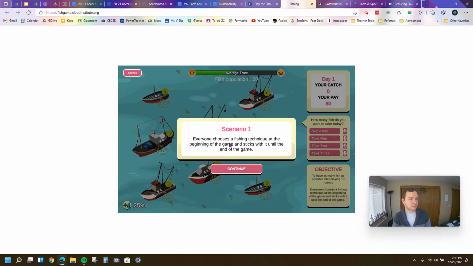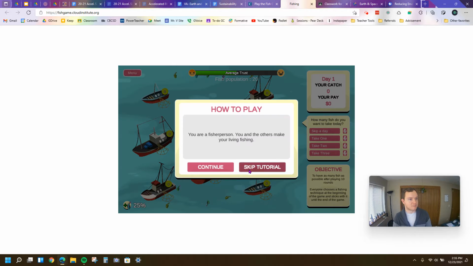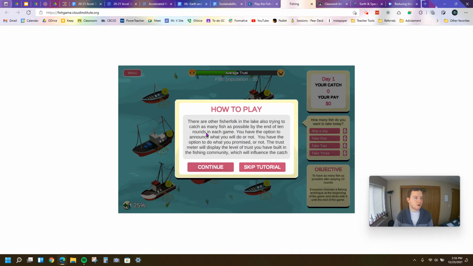And here it says everyone chooses the fishing technique at the beginning and sticks with it till the end of the game. So you're going to pick how many fish you're going to catch every day. You have 10 days to catch as many fish as possible, thus to earn the most money. Each fish is $2. And the other fisher folk are also trying to get as many fish as they can. So the goal is to get as many fish as you can and beat out the other fishermen.